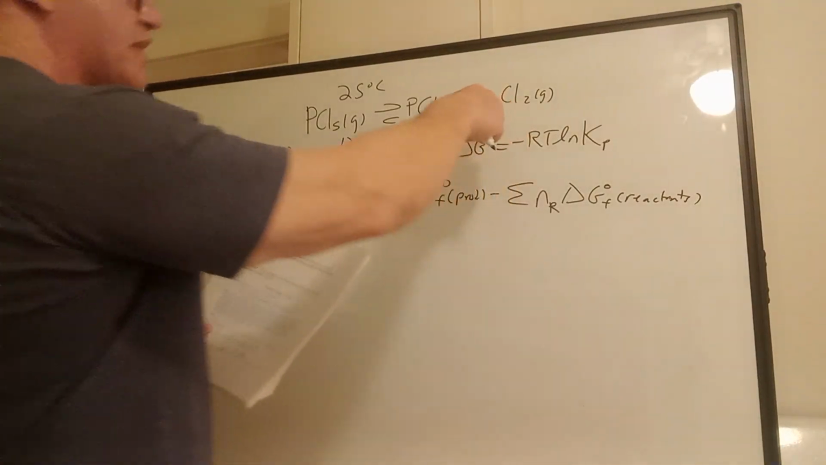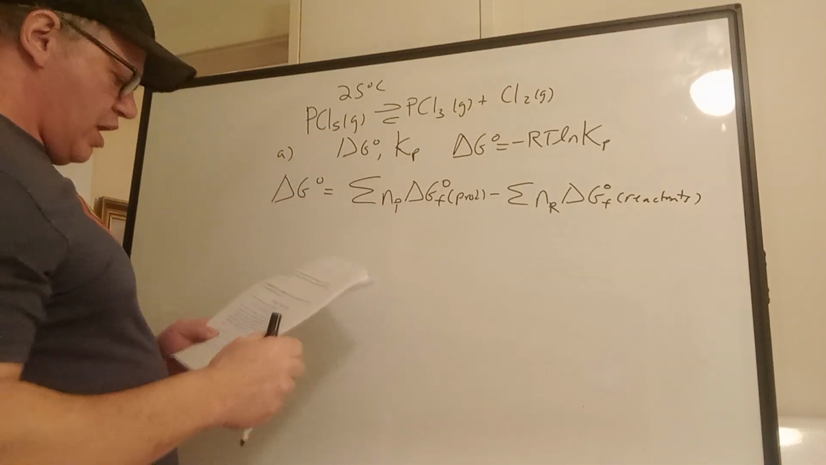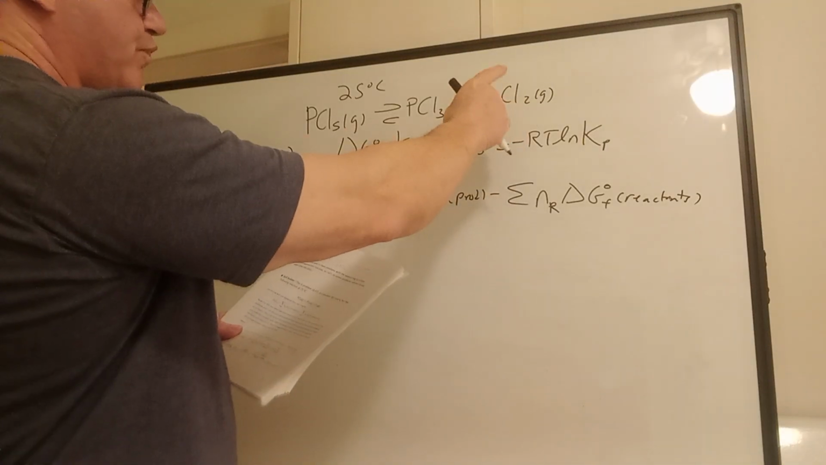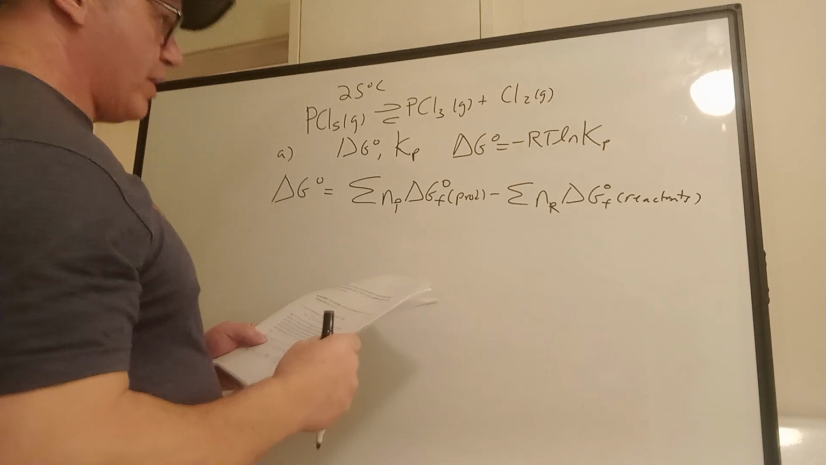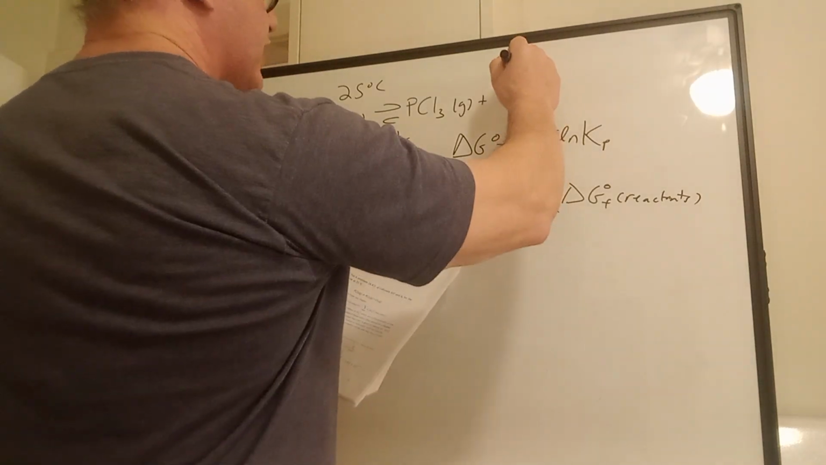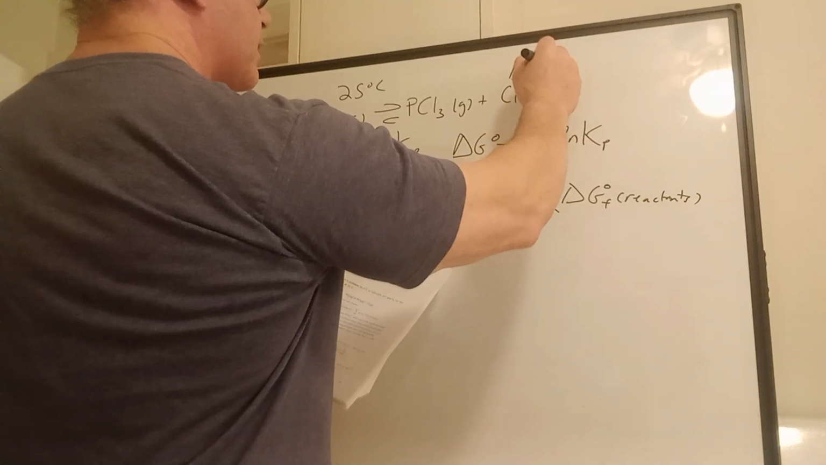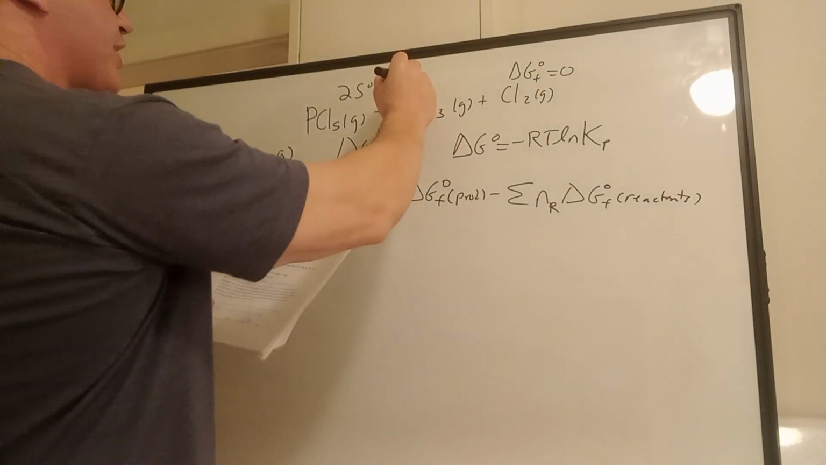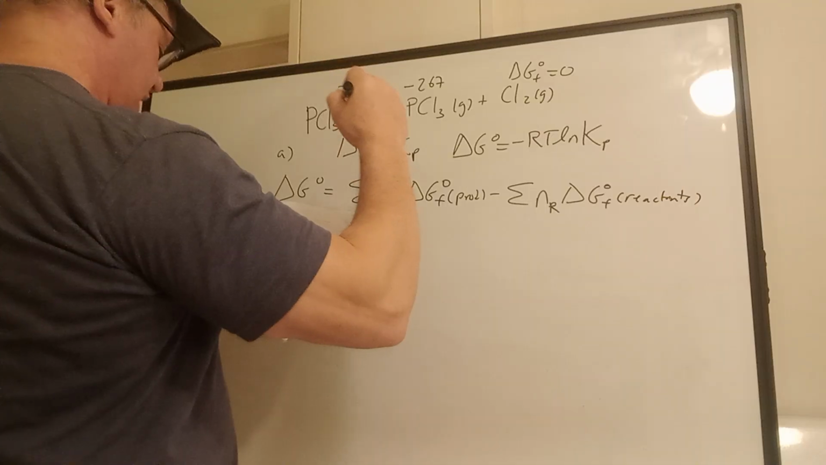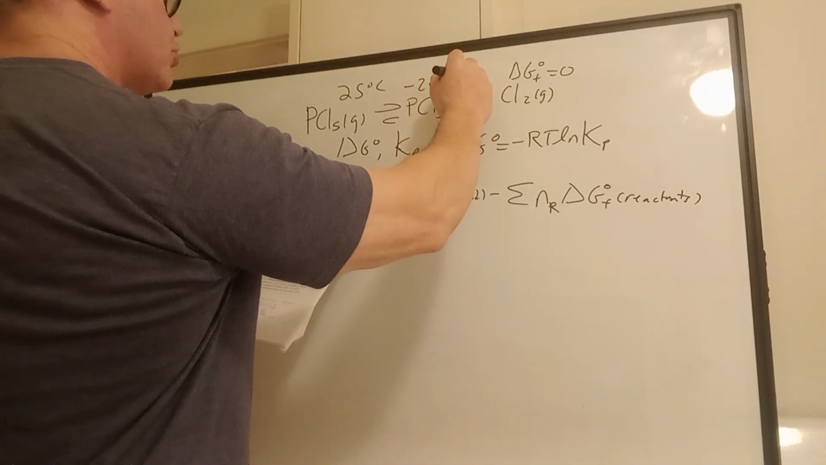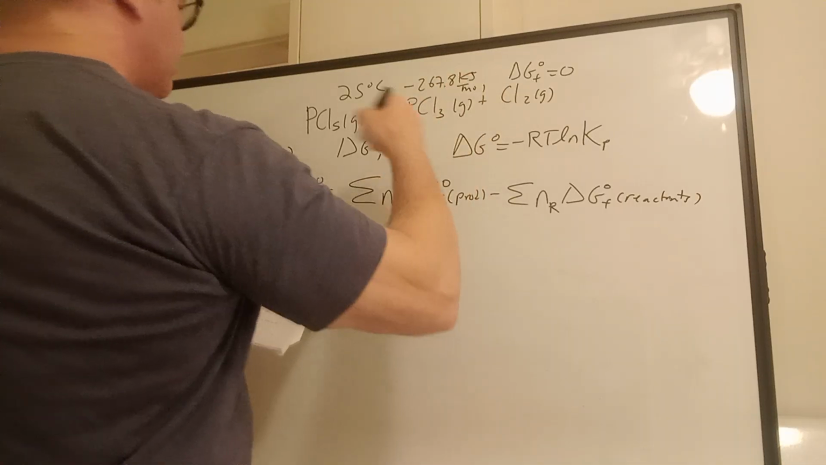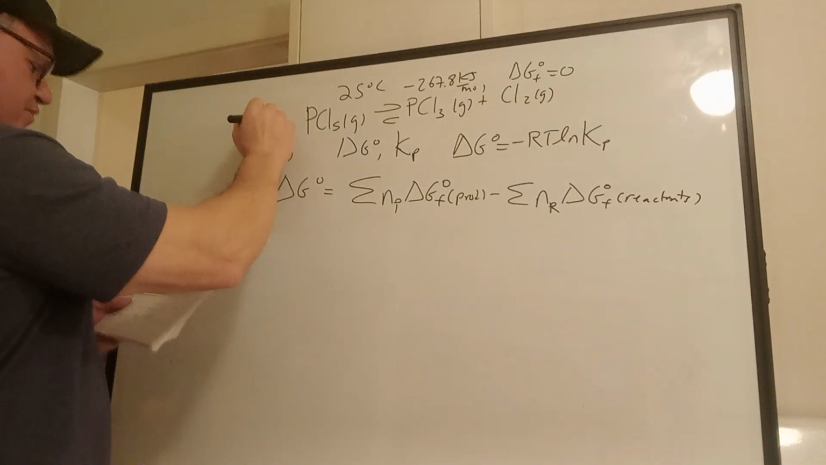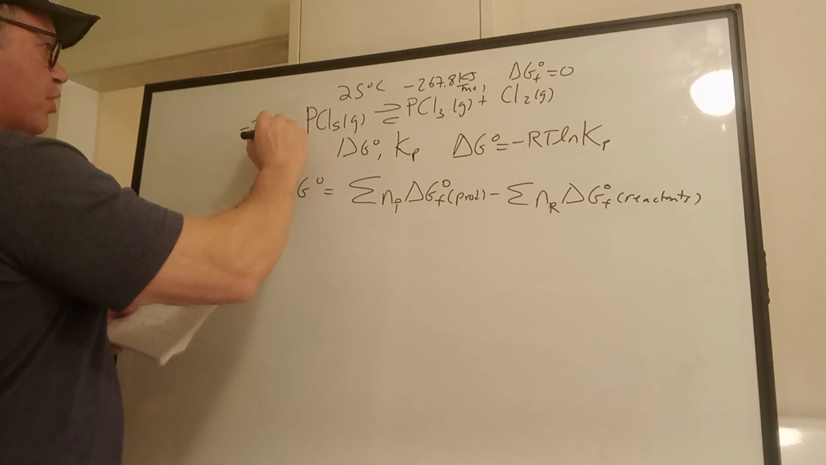For the Cl2, that's the elemental form, and for the elemental form, delta G naught of formation is for the most stable form of chlorine at 25 degrees Celsius. And so the delta G of formation of the chlorine is a big old 0. And for the PCl3, it's negative 267.8 kilojoules per mole. I'm just writing it over so we have a point of reference. And for the PCl5, it's negative 305.0 kilojoules per mole.